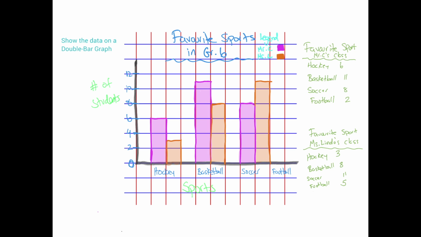So as you can see, it's much easier to see when you have two classes or you're comparing two of the same things together. So you can see which class liked hockey more, which one liked basketball more, and which one likes soccer more. So this is what a double bar graph is.